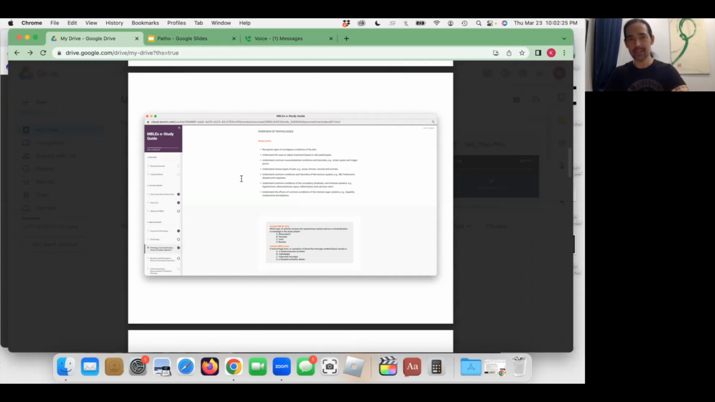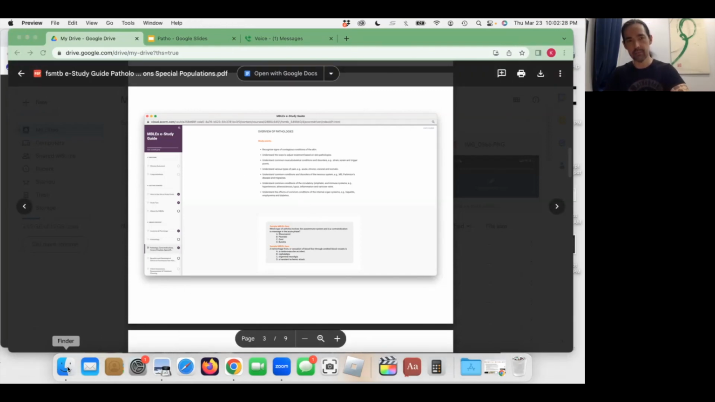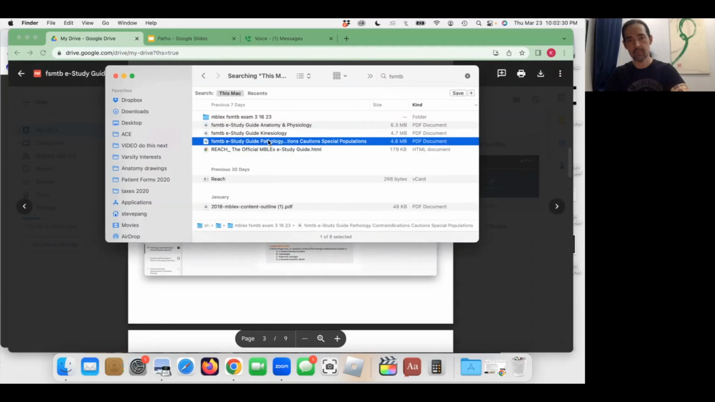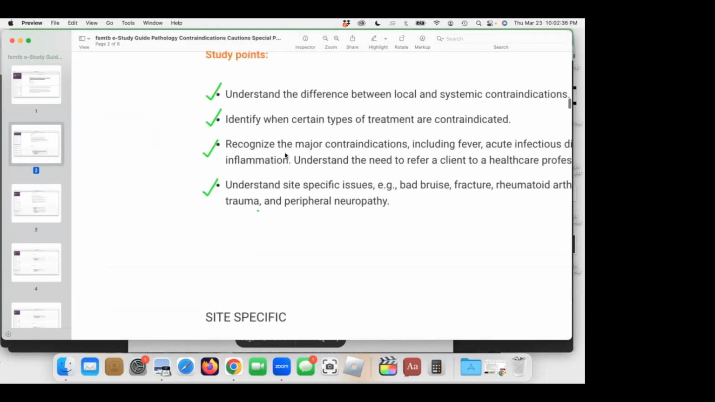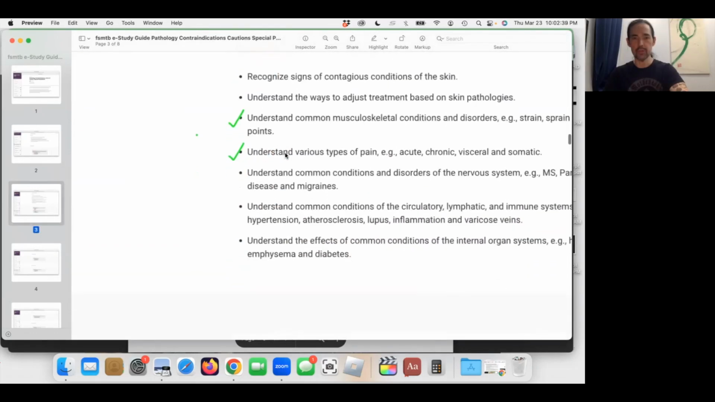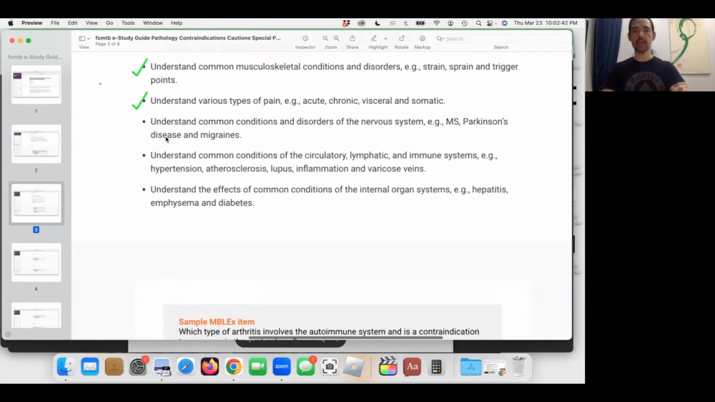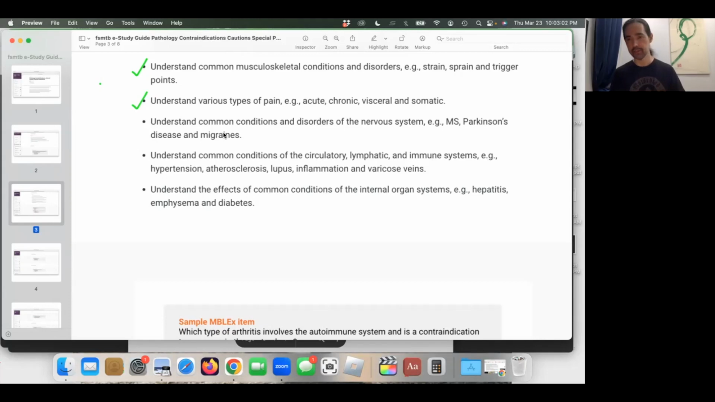Okay, so anything that doesn't have a green check mark by it, you just make sure that you study, right? So for example, if you go to understand common conditions and disorders of the nervous system, multiple sclerosis, Parkinson's disease, and migraines, just go to Google and type in multiple sclerosis and read about causes, symptoms, and management. What causes it? What are the symptoms? What's it look like? And how is it treated? Same for Parkinson's and same for migraines, right?